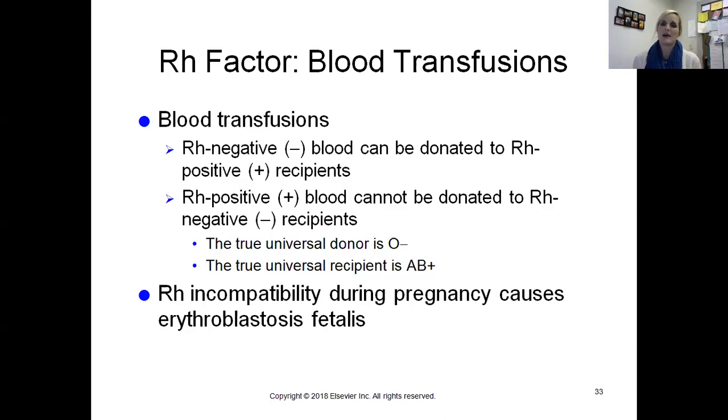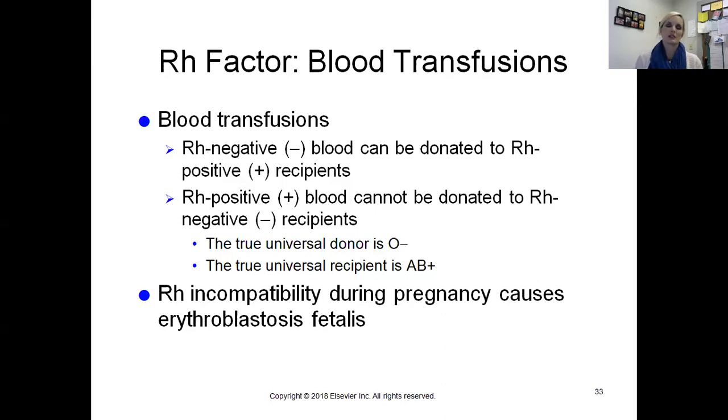So truly, I mentioned before that the universal donor was type O, but it's truly type O negative, because, again, type O negative can be given to anyone, whether they're positive or negative. And the true universal recipient would actually be AB positive, because, again, AB negative individuals would not be able to receive positive blood. But AB positive individuals can receive either positive or negative. So the true universal recipient is AB positive.